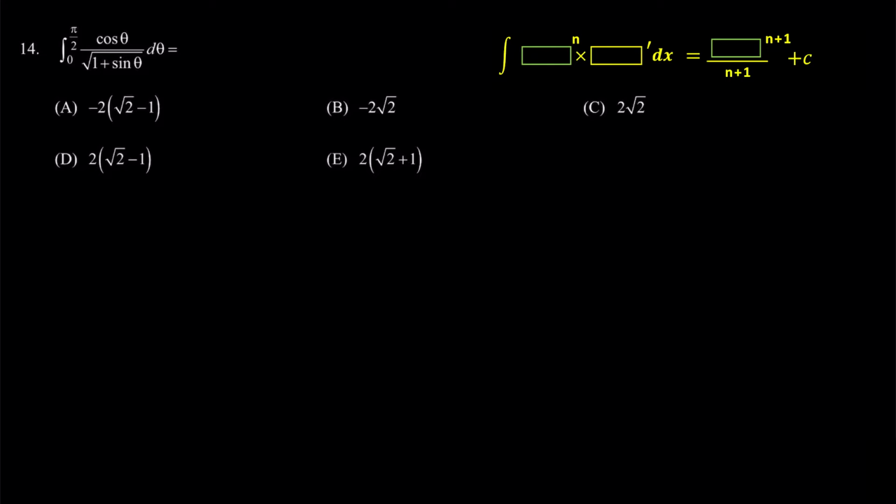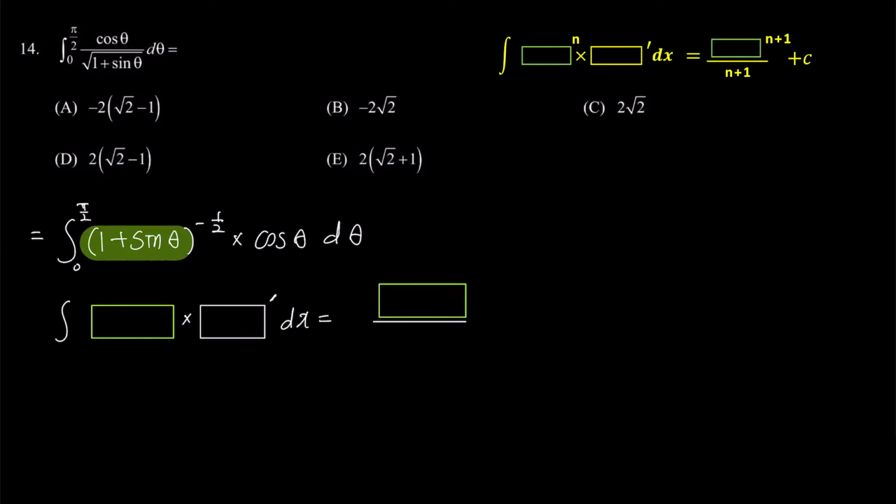We have a trigonometric function here. But do you know what to do with the square root in the denominator? Yes, you need to bring it up. So it becomes 1 plus sine theta to the power of negative half. And would it be great if the cosine theta right after it becomes the box prime? Let's use the box rule and put 1 plus sine theta in the green box and its derivative term, cosine theta, which is right above it, in the box prime.